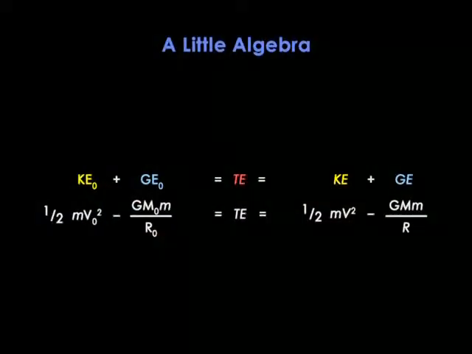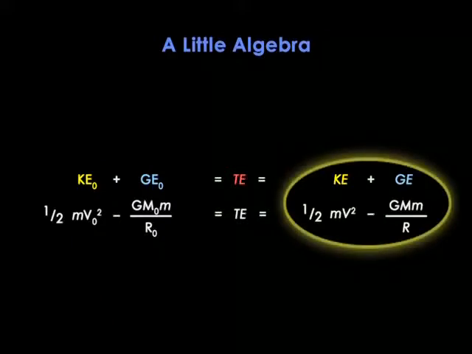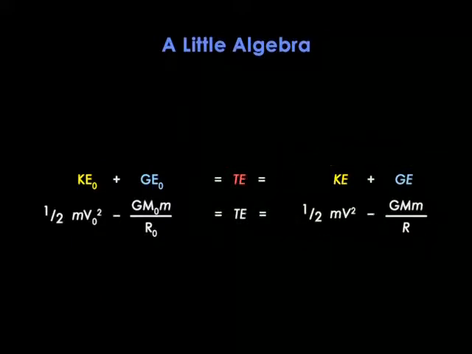We start with this equation for the outermost rock's total energy, the sum of its kinetic and gravitational energies. But now, since the total energy is constant, the sum today on the left with subscript naught equals the sum at any later time on the right with no subscript. Notice right off the bat we can cancel all the little m's. The outermost rock's mass isn't relevant.